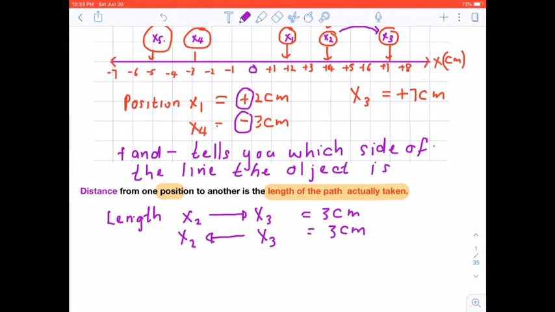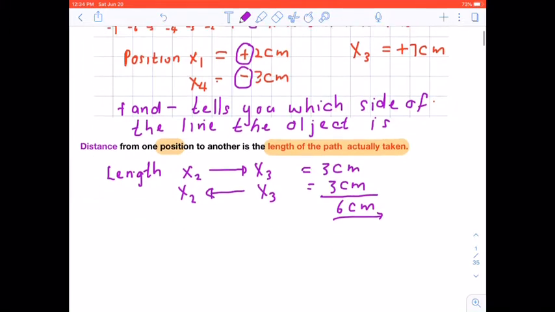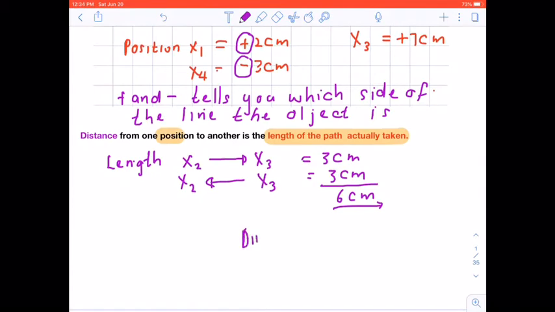It means how far it has traveled. So the total distance would be 6 centimeters. If the object goes from x2 to x3 and from x3 back to x2, we find that the total distance it has traveled is 6 centimeters. And in this case, direction is not important, because we only worry about how much it has traveled.